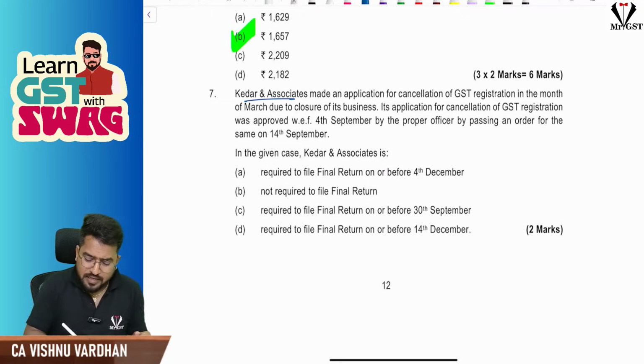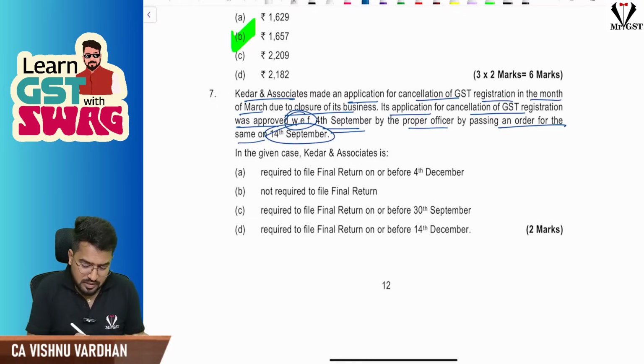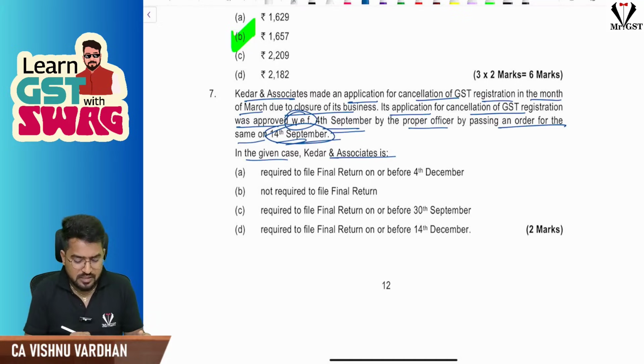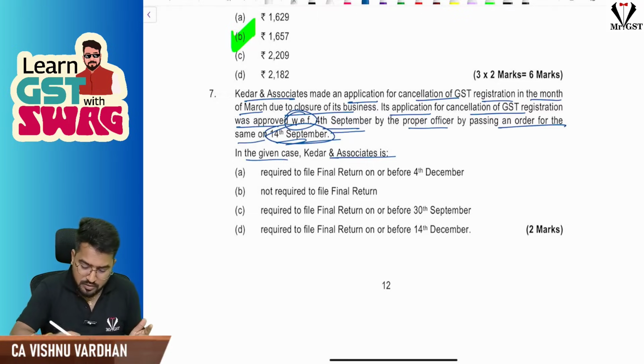Kedar and Associates made an application for cancellation of GST registration in the month of March due to closure of business. Its application for cancellation of GST registration was approved with effect from 4th September by the proper officer by passing an order for the same on 14th September. In the given case, Kedar Associates is required to file the final return within 3 months from the date of order for cancellation or effective date, whichever is later. So 14th September is later, that we have to take. So from that 3 months: 14th October, 14th November, 14th December. So right away you can tell this is the answer.